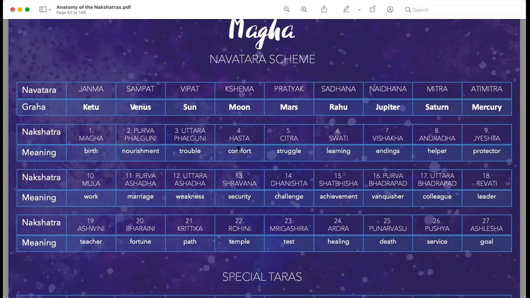Moon gives you comfort, 4th house stuff, gives you home as well. And Mars gives you difficulties because it's Pratyak nakshatra, which is 3rd and 6th. This is the one that makes you brave and self-expressive to get what you want in life. You will not put up with any nonsense after this. Sadhana one gives you achievements. This is like 11th house stuff. Nadana, it's like 8th and 12th house stuff. And these Mitra and Atimitra are really good ones. They give you real achievements in life.